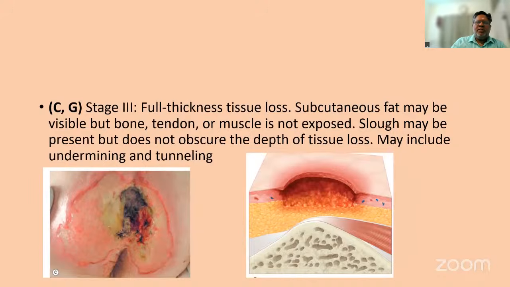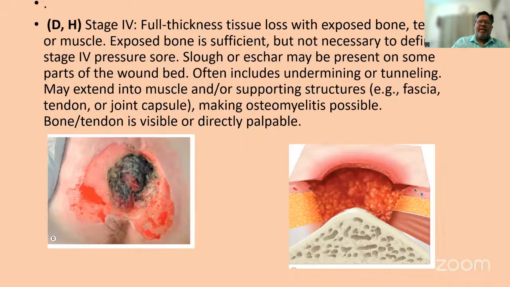Stage 3 is a full thickness tissue loss and subcutaneous fat may be visible, but bone, tendon, or muscle is not exposed. This is stage 3. Stage 4 is full thickness loss with exposed bone, tendon, or muscle.